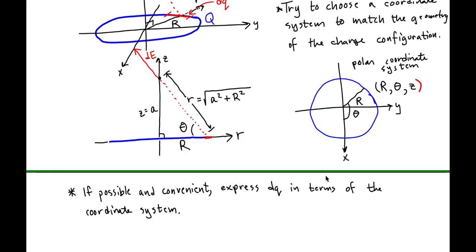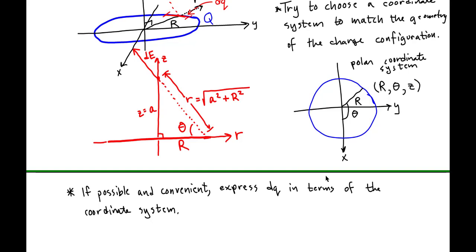This is the coordinate system I'm going to use because I suspect that solving the problem will be easier, which is why we always want to try and choose a coordinate system to match the geometry of the charge configuration, because you can often simplify the calculational tasks. Let's copy our coordinate system to the next page.